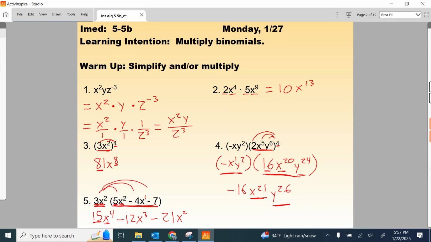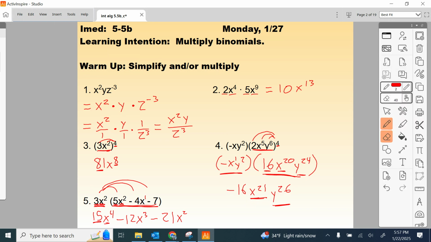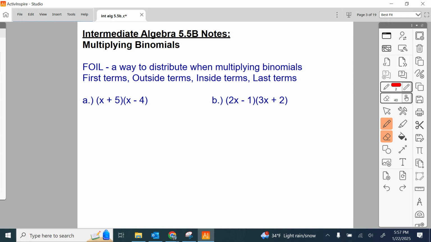All right, hopefully that worked out for you, a little review of what we've done. Let's take a look at our skill that we're going to look at today. All right, so we're going to multiply binomials together.